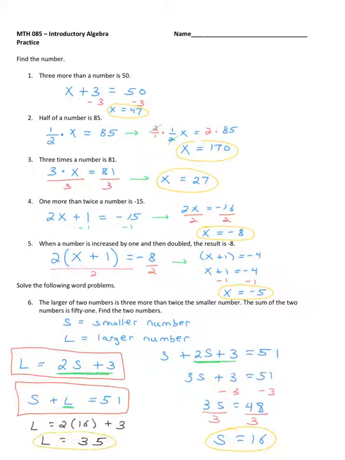So I have my larger number, I have my smaller number. If you want to be careful, you could check that if you add these two things together, you do in fact get 51. You could type that in a calculator if you wanted to. Yeah, it is 51, and that means we have solved this problem.